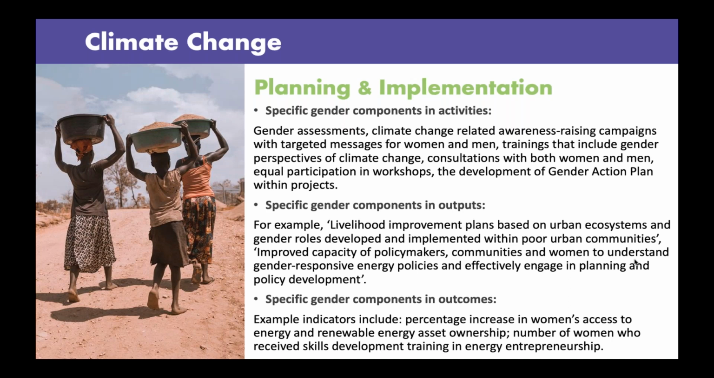In terms of outputs, some examples of sentences. For example, livelihood improvement plans based on urban ecosystems and gender roles developed and implemented within poor urban communities. And also specific gender components in outcomes. There are some indicators that we could use to track that. For instance, the percentage increase in women's access to energy and renewable energy asset ownership, or the number of women who received skills development training in energy entrepreneurship.